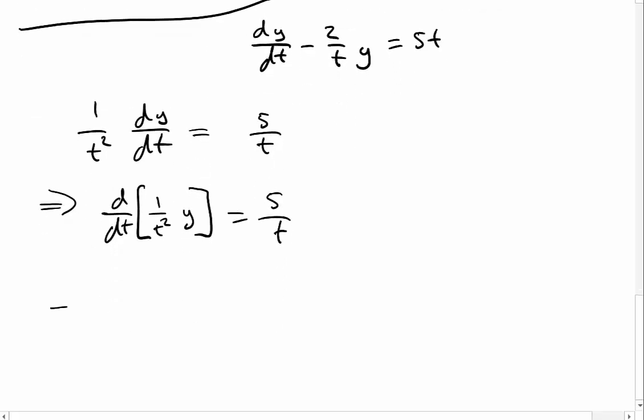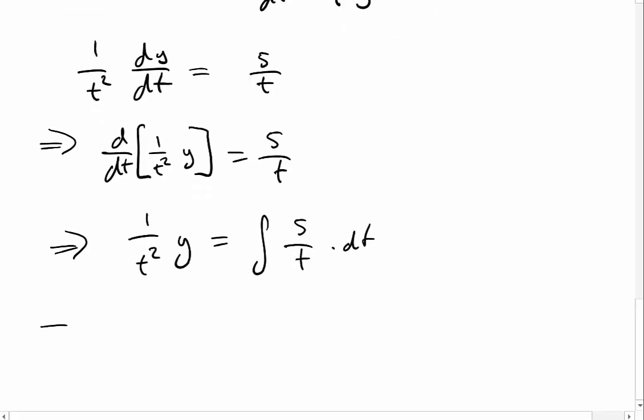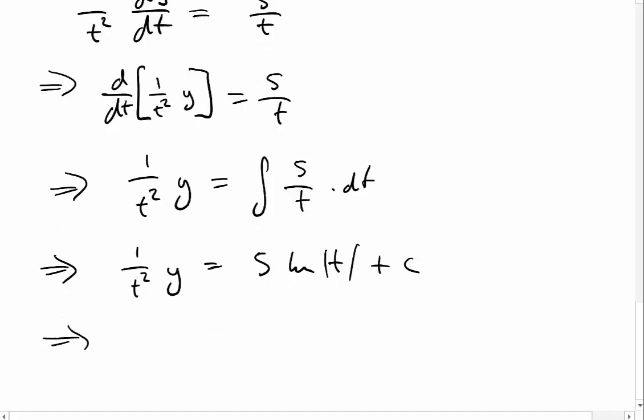So that implies that 1 over t squared times y is equal to the integral of 5 over t dt. So what's the integral of that? 1 over t squared times y is equal to 5 natural logarithm of t plus some constant. And then that means y is equal to t squared times, 5 natural logarithm of t plus c. Okay, so that's just how you do something like that.